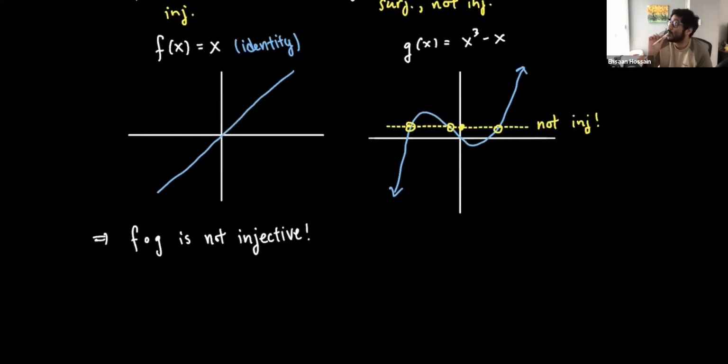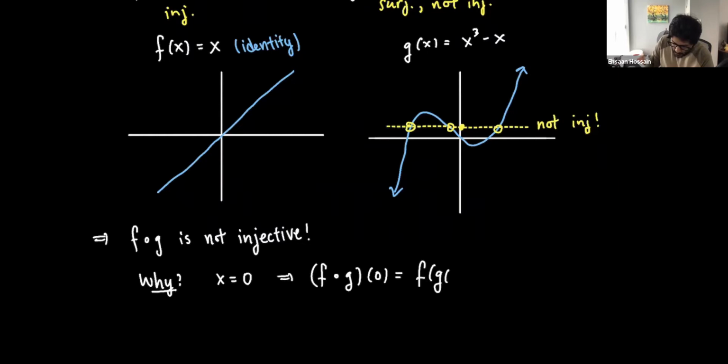Actually, I don't think we need to. I think this is actually pretty quick. Can anyone concretely tell me 2 inputs of f o g that go to the same output? One and 0. Very good. If I plug x equals 0, then f o g of 0 is f of g of 0. And if you plug in g of 0, you're going to get 0. And then you plug that 0 into f of x, you're going to get f of 0, which is 0.